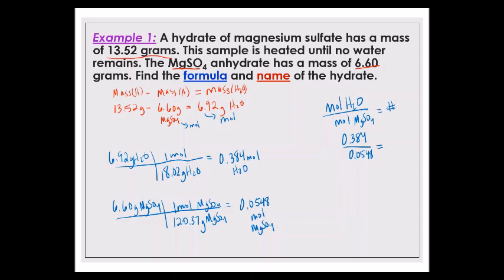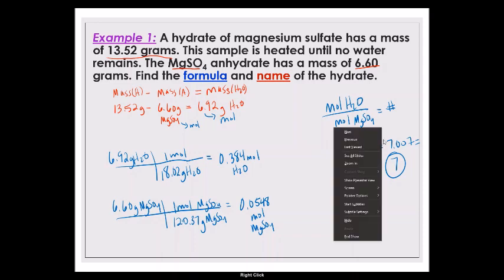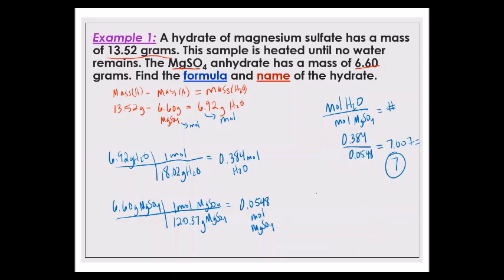So let's see what we get here. Yeah, I'm getting like 7.007. Well, that's really just a 7. So that's my coefficient here. So if I'm writing the formula, let me do that in a different color. This is going to be MgSO4, put my dot, 7 waters. That's where the 7 goes.